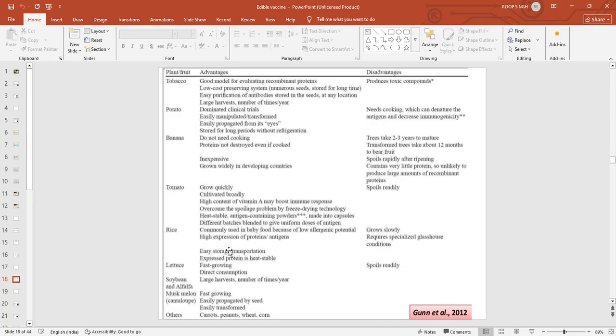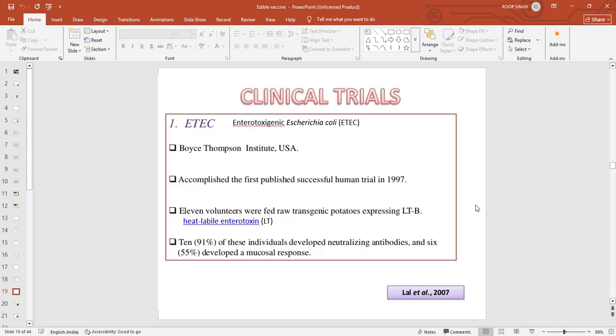Rice is commonly used in baby food because of its low antigenic potential and high expression of protein antigen. So expression of the foreign proteins can be very high. Only one disadvantage: it grows slowly. Lettuce is fast growing, and soybean gives a large harvest a number of times in a year. So each has several advantages and disadvantages also. Based on the requirement, these plant species can be selected for developing edible vaccine.